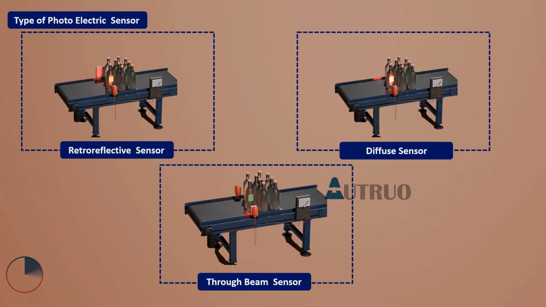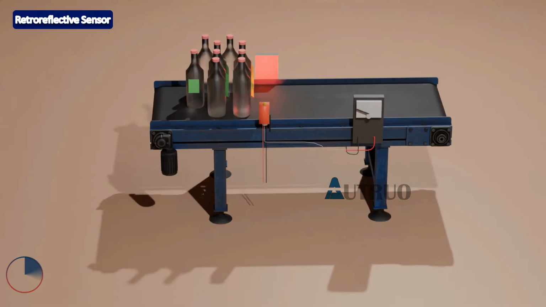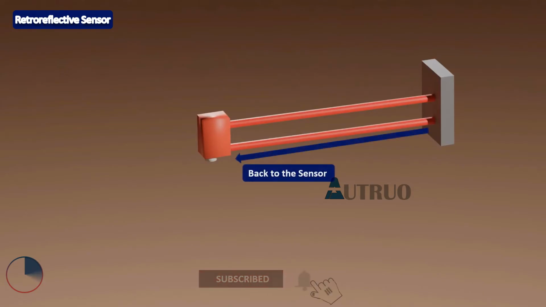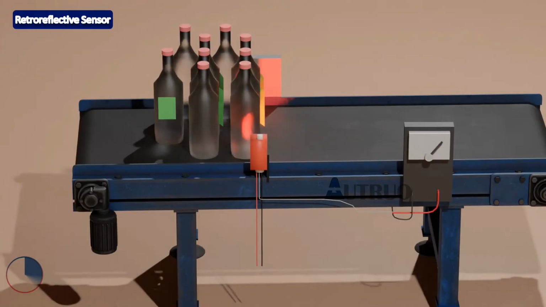In the retroreflective sensor, a beam of light is emitted through the emitter. The light beam will travel to a reflector. The reflector will reflect the beam ray back to the sensor. For the beam of light to be reflected back to the sensor, the reflector must be properly aligned with the sensor. When the beam path is not obstructed, the indicator light will be on. But when the path is blocked, the indicator light will be off.